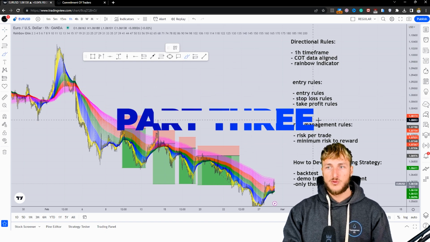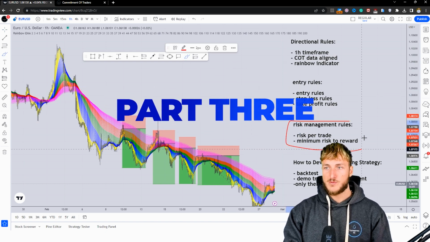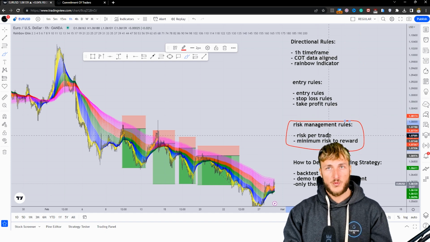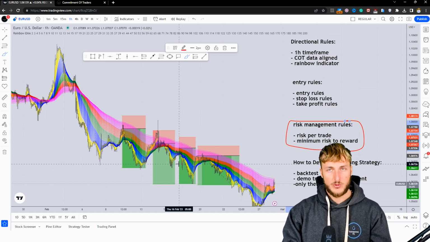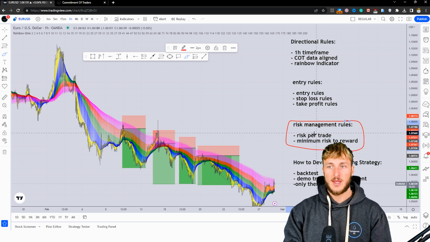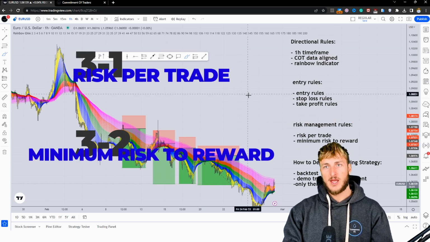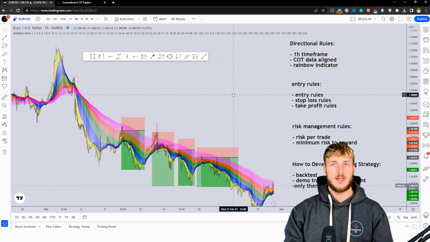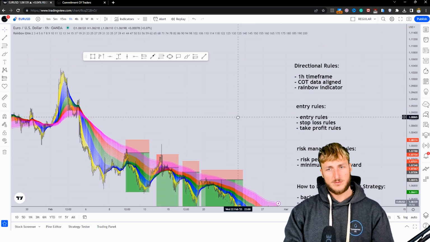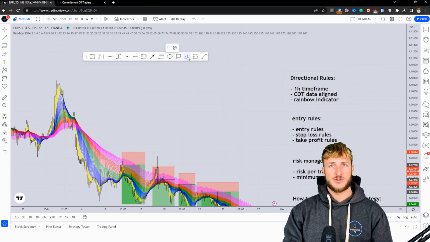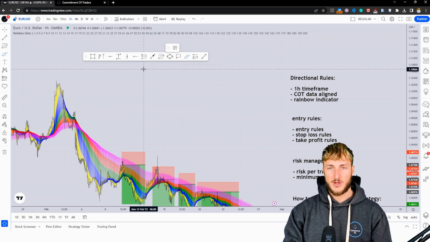Now, when it comes to risk management rules, risk management is essentially defined as the minimum risk to reward, which, as I was saying, is 1 to 3, and I will now explain why, and the risk per trade. Why is it so important to have at least a 1 to 3 risk to reward? Let's say you have a strategy which is performing very poorly. You only have a 30% win rate, okay?